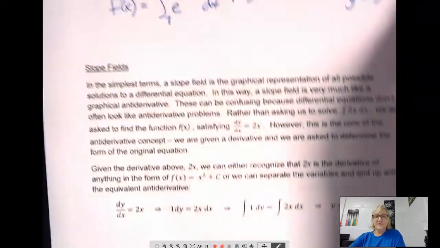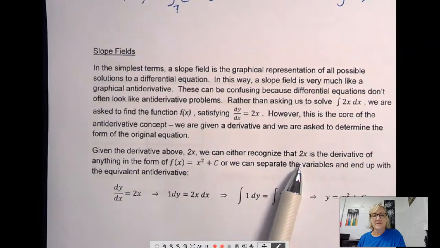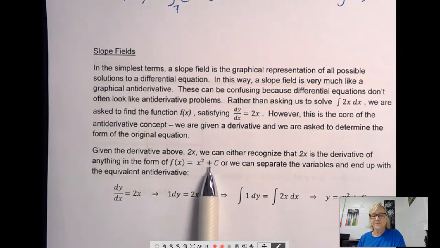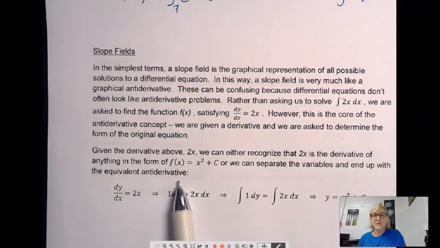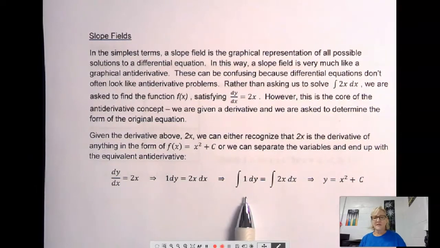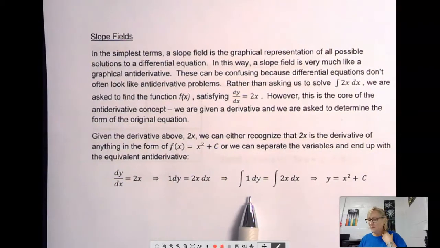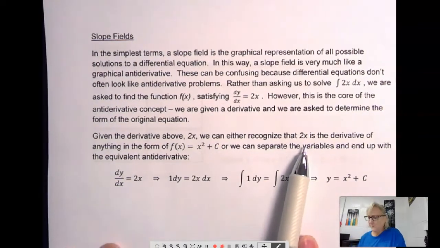So, given the derivative above, 2x, we can either recognize that 2x is the derivative of anything of this form, x squared plus c, or we could separate the variables and end up with the equivalent antiderivative. Okay, so this right here will be important down the road in a little bit. So let's walk through this and see what else this is really referring to.